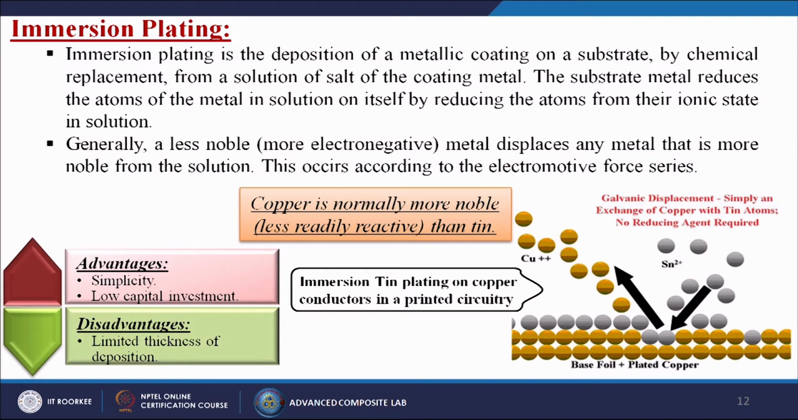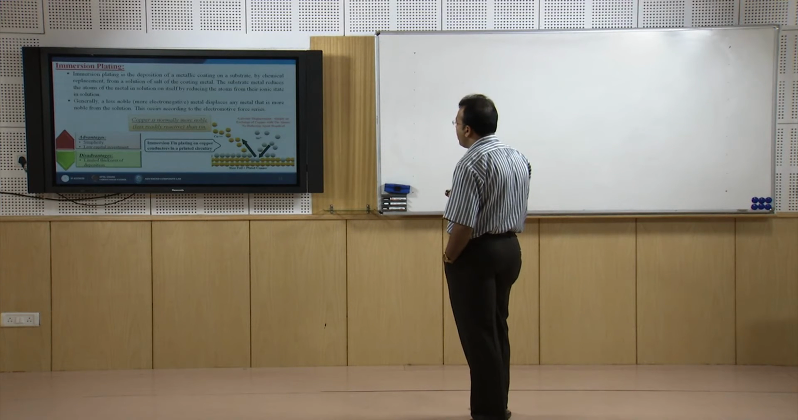Copper is normally more noble, less readily reactive than tin. Here we have a base foil with plated copper. We take this into a tin solution, so that by galvanic displacement, simply an exchange of copper with tin atoms, no reducing agent is required. These copper ions are replaced by the tin atoms, or the tin ions. This way we are coating tin onto our substrate materials. Immersion tin plating on copper conductors in a printed circuit board is generally done like this.